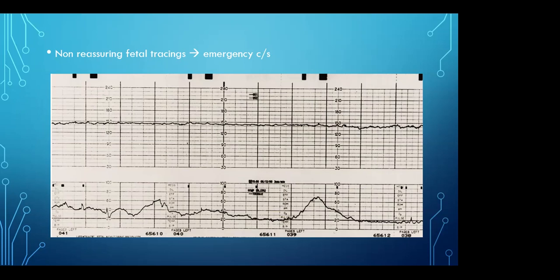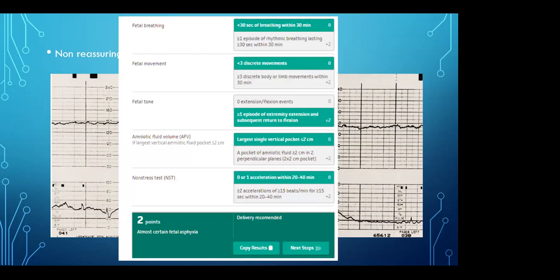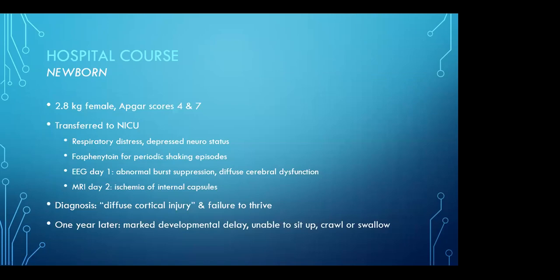They also noted her to have a biophysical profile score of 2 out of 10, which, if you're like me and didn't know what that meant, this is kind of what they look at. So they're looking at fetal breathing, movement, tone, and the amniotic fluid volume, and again the presence of those accelerations versus no accelerations or minimal variability. So this fetus scored a 2, which means almost certain fetal asphyxia and delivery recommended. So that is why they went to C-section.